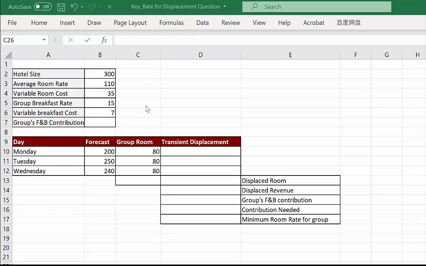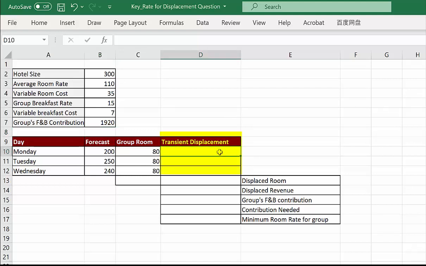Now let's use this Excel sheet to work on this problem. First, let's calculate the group food and beverage contribution. Please note here, this is food and beverage contribution, not the food and beverage revenue. So we need to use the breakfast rate, subtract the breakfast cost per person to get the contribution margin, and then times the size of the group. So the group's contribution is, we use $15, subtract 7, and times 80 persons and times 3 days. So we get 1920.